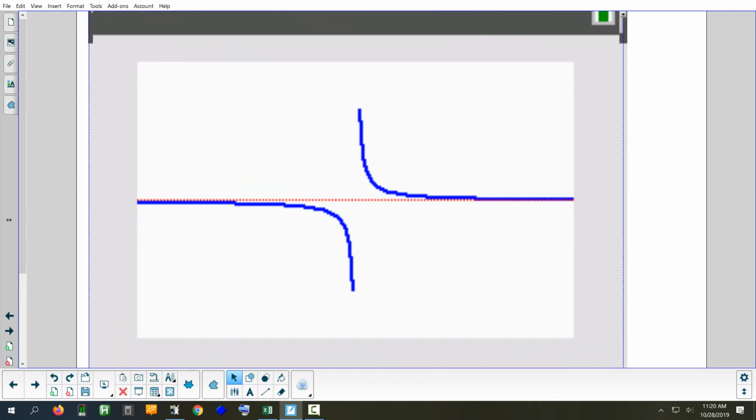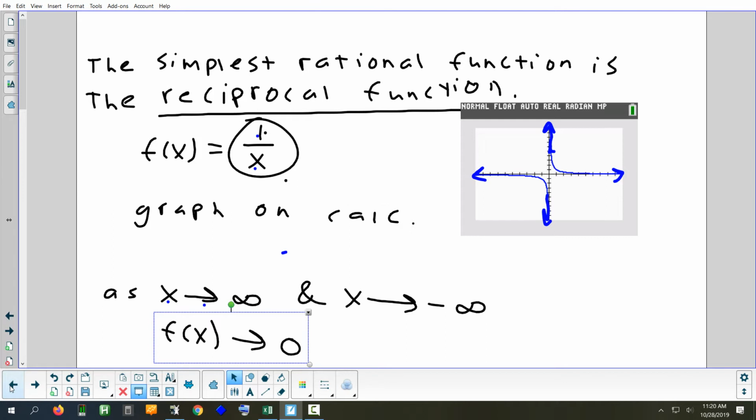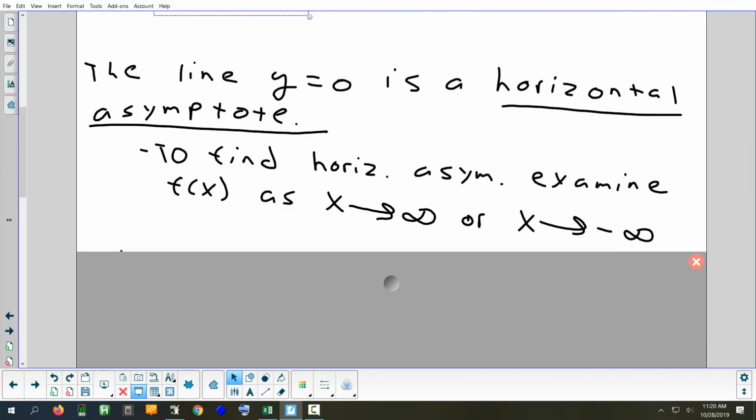Can everyone see how the blue curve and the red dotted line are getting closer and closer and closer? Kind of looks like they're right on top of each other, but they're not. They're just getting extremely close. Anytime that happens, that is called an asymptote. So, to find an asymptote of a function, look at what's happening in your function as x gets really big. Really big positive number or really big negative number. Either way.